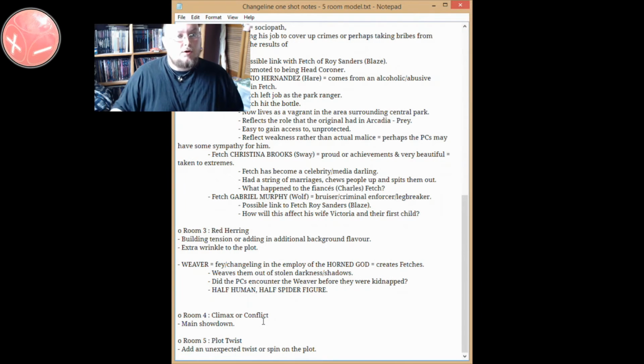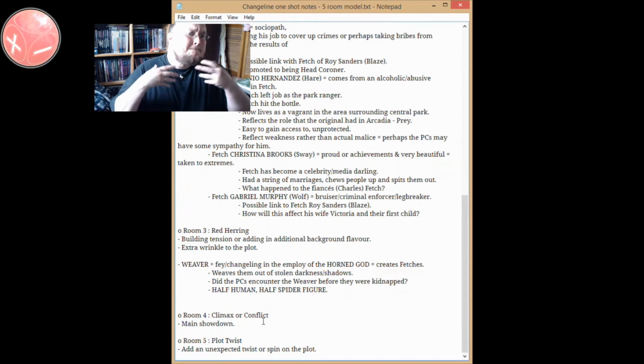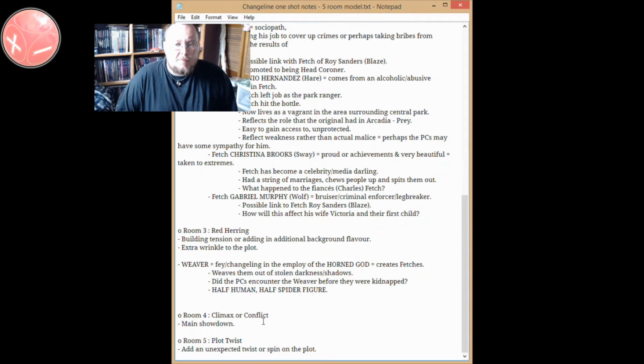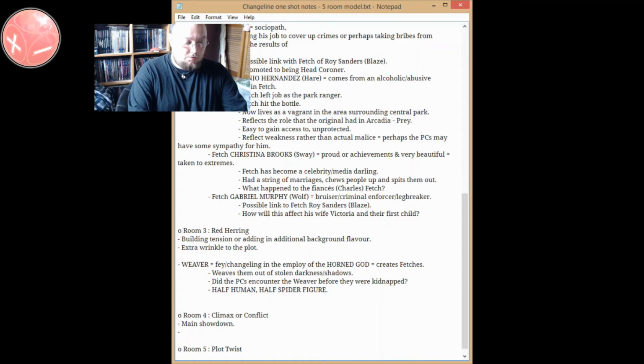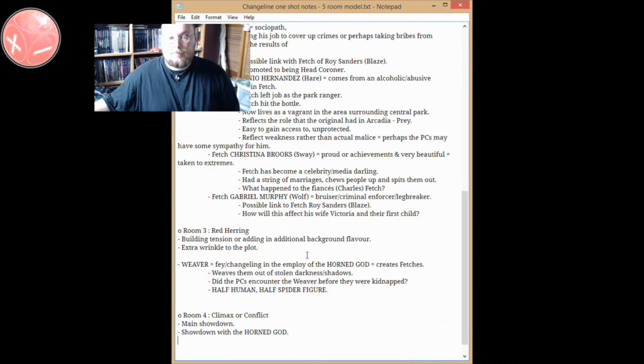Okay, so now we come to room 4, which is the climax or showdown, the main confrontation of the piece. I think it's fairly obvious that the main confrontation is going to be with the Horned God, either because the players believe that he's going to try and recapture them, or because they're trying to prevent him recapturing other people. So I'm going to put down showdown with the Horned God on my sheet, which you can see just there.